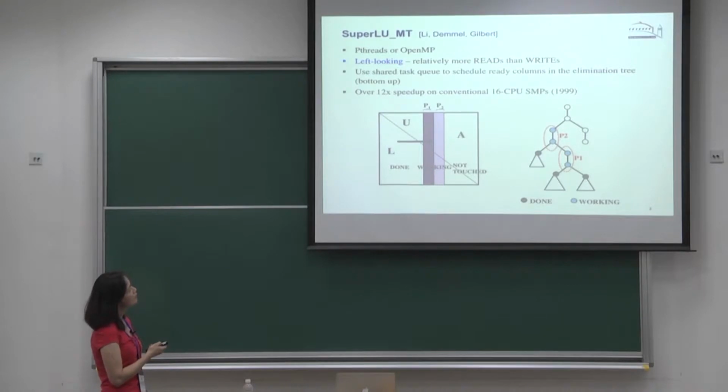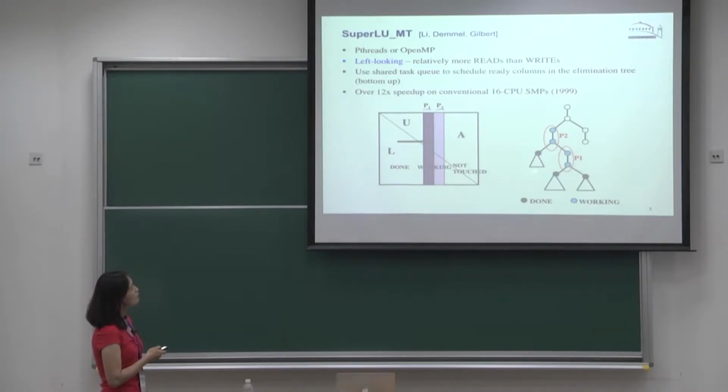We'll send a signal to P2, saying I'm done with those, so you can use these columns to update your columns. You can imagine you can have 16 of those threads. They are taking care of different parts, and they have to make sure that they wait for all the other threads to finish all the dependent columns in the end.